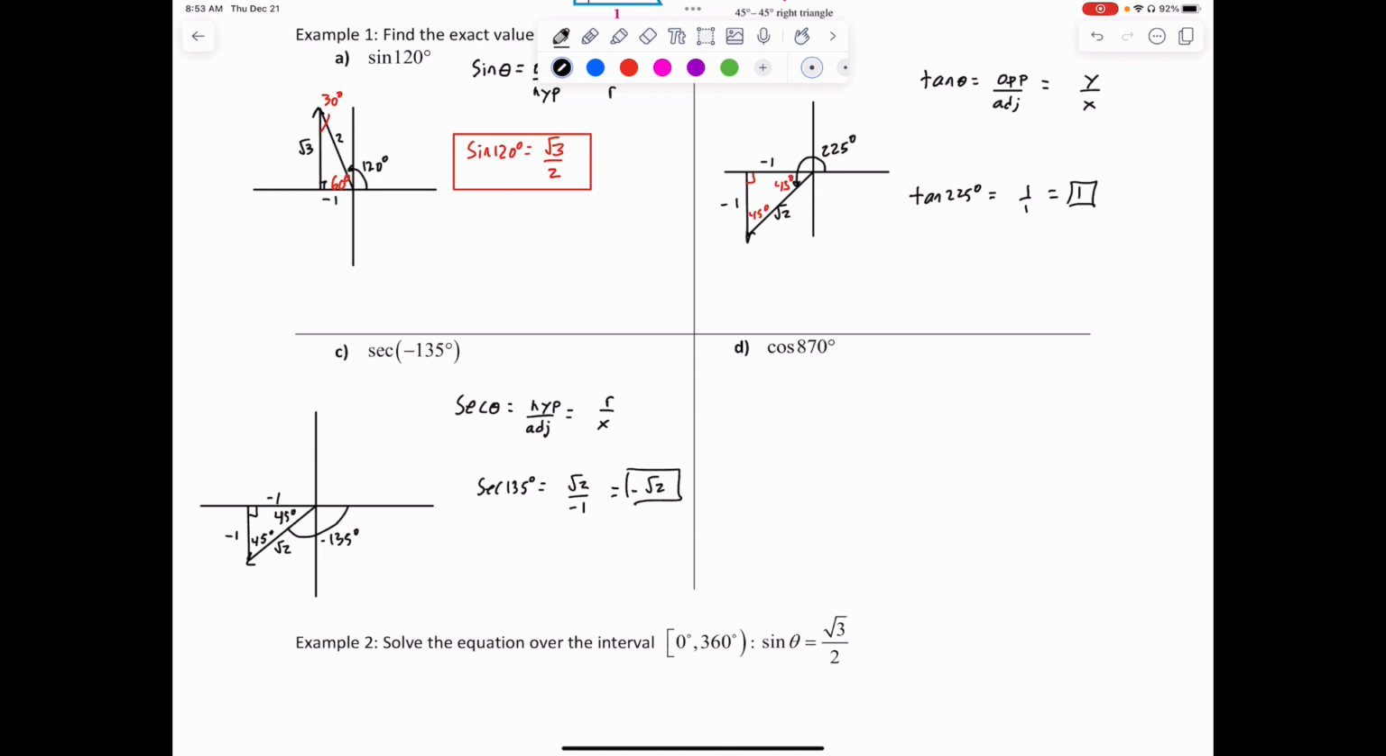Moving on to one more. Again, perhaps you want to try this one yourself if you think you're getting the hang of it before I do it.